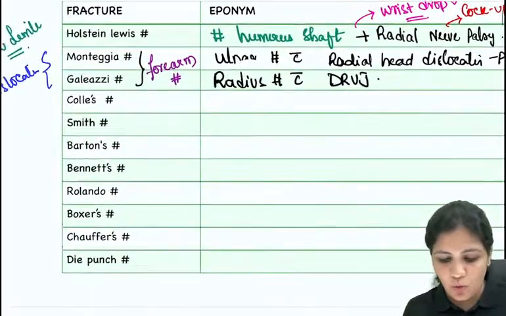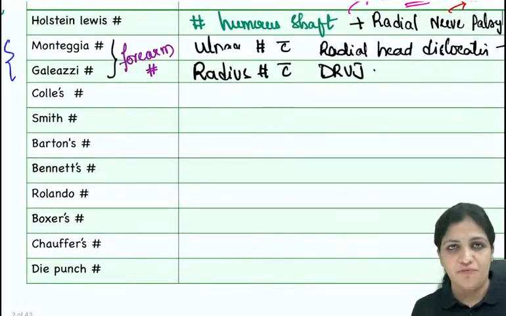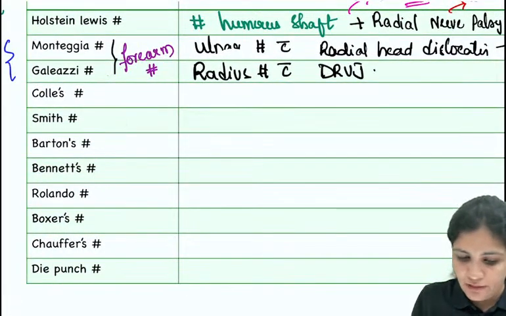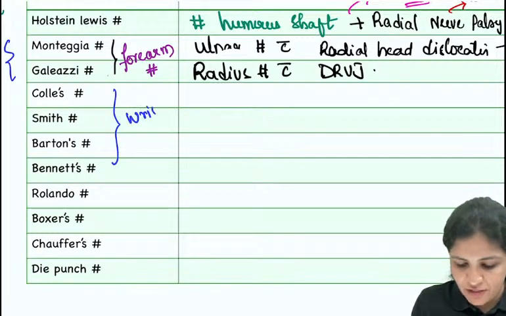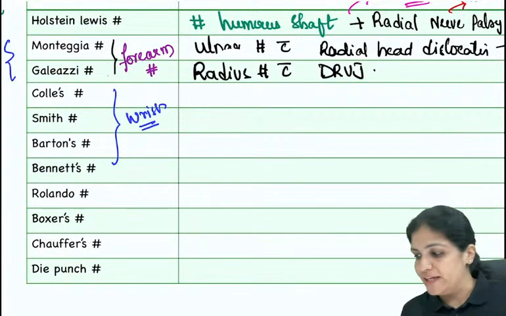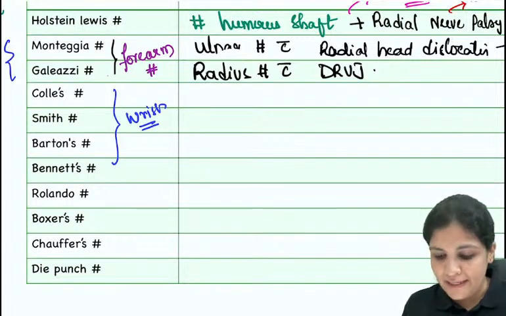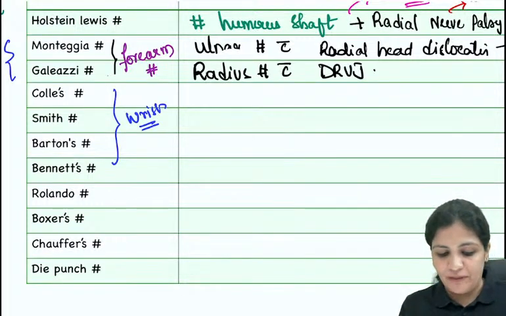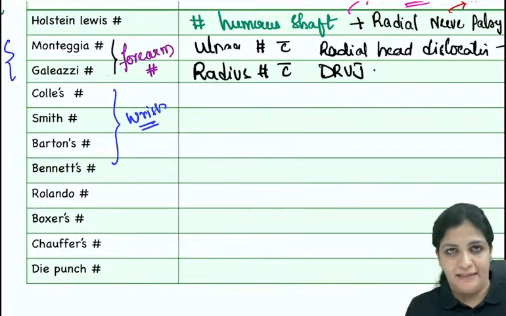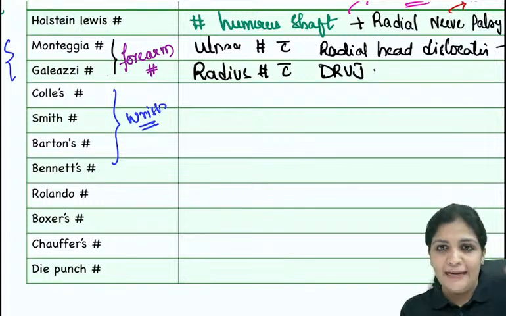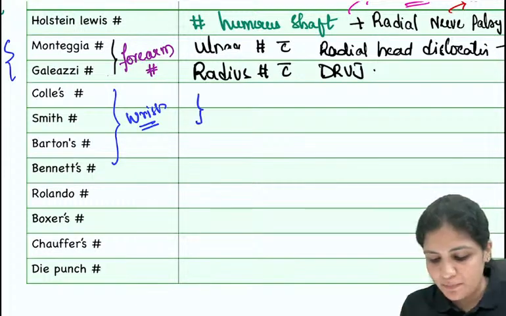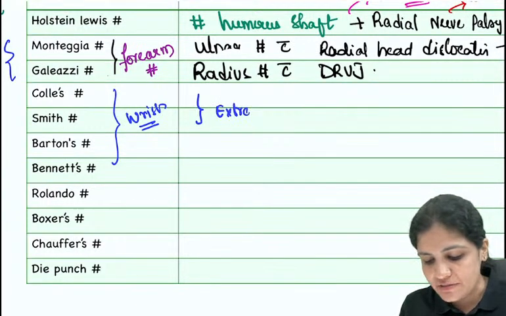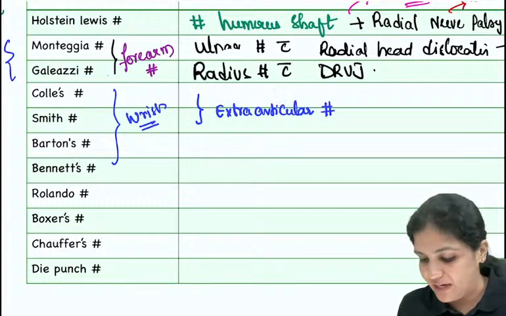Yes, now let's go to Colles' fracture. Once we have finished the forearm fractures, now we are entering into the wrist fractures. So wrist fractures, what is a Colles' fracture? What is the difference between the Colles', Smith's and Barton's? Let us understand the difference. The Colles' and Smith's, these two are the extra-articular fractures.